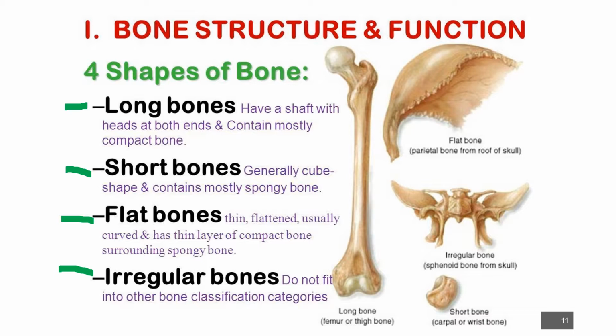So the long bones have a shaft. This would be an example of a long bone. It looks like a femur here. It has a shaft and a head, and contains mostly compact bone, so very compact, very tight, very rigid.